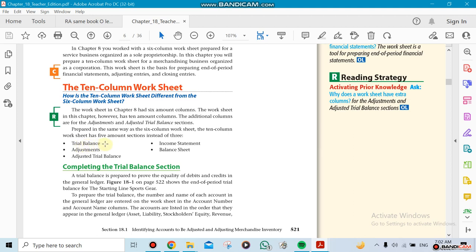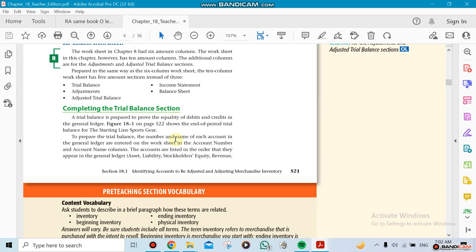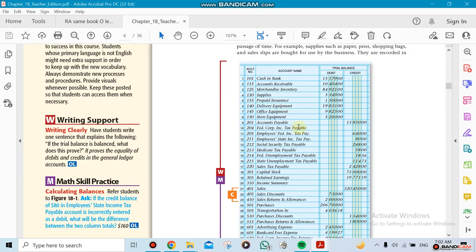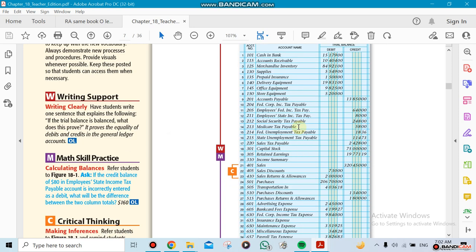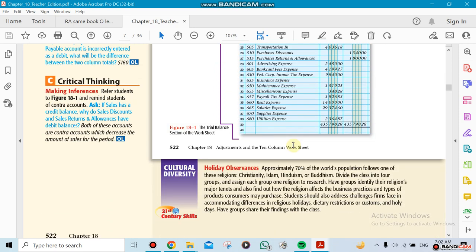Okay, so the trial balance has a debit and credit, adjustment has debit and credit, adjusted trial balance, debit and credit. So those are the 5 sections that we're talking about. They're going to be 10 columns. How they're going to look, I'll show you later on. The trial balance is our initial step that we do in any worksheet.